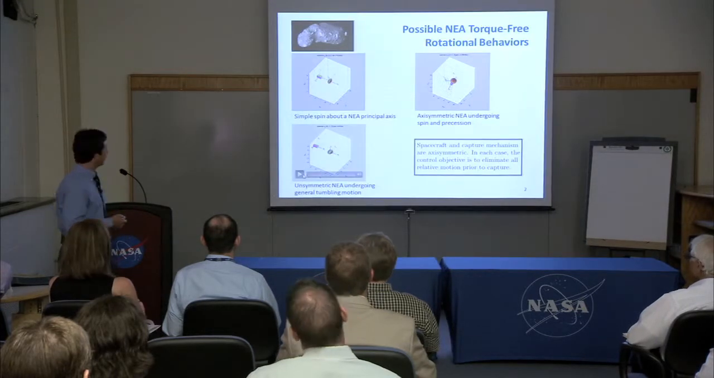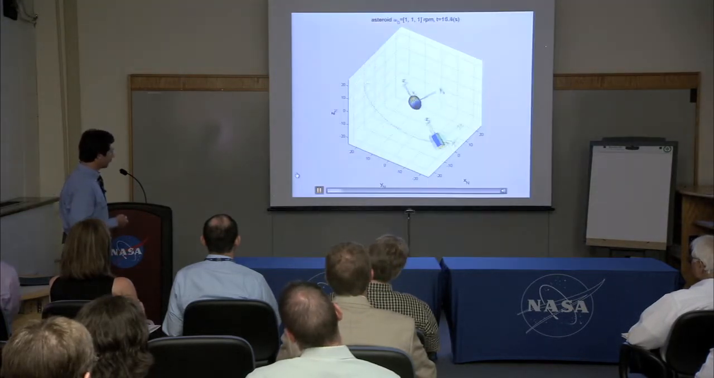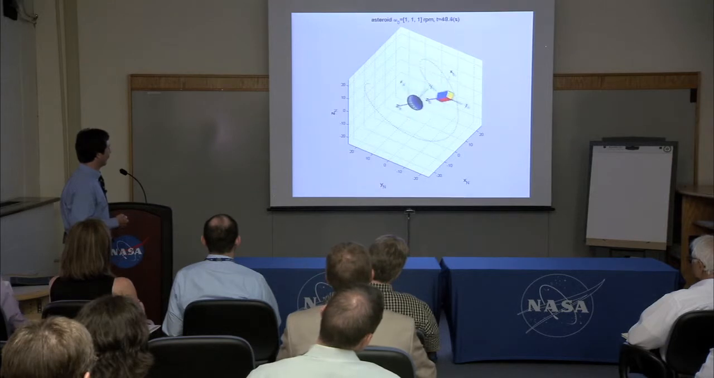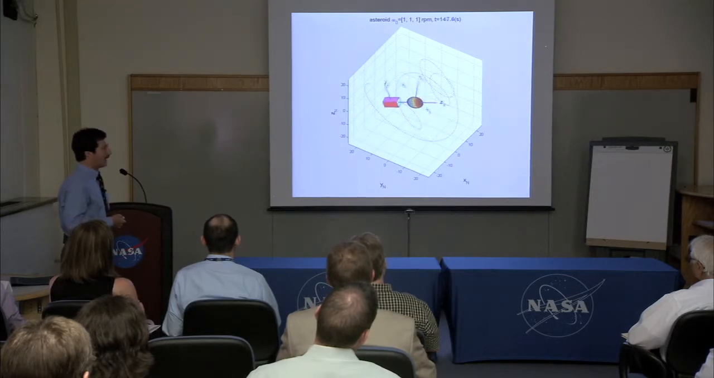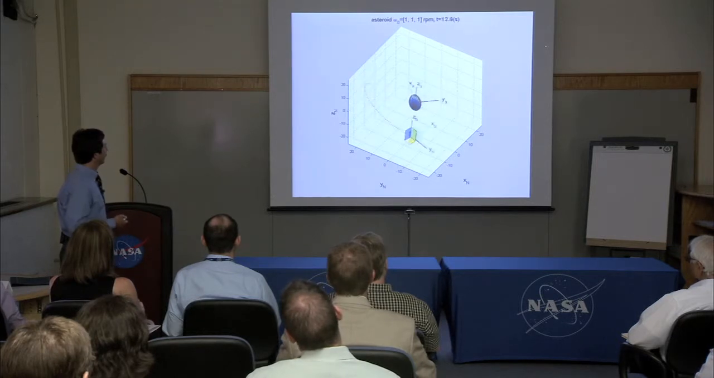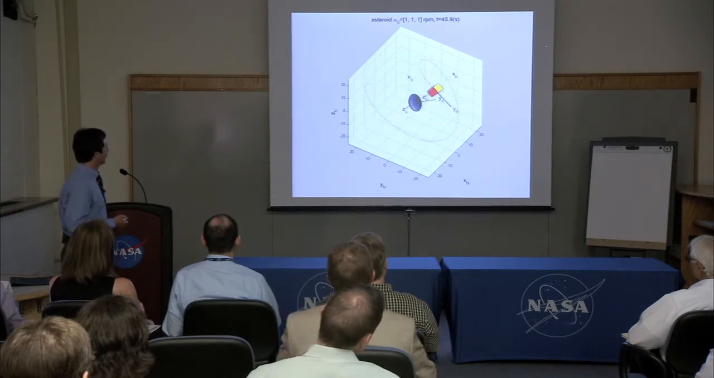Now we can go to the last animation showing an unsymmetric asteroid having 3 different principal moments of inertia, and it's performing what's referred to as tumbling. That is the most general possible motion of a torque-free rigid body, and it's the most complicated.